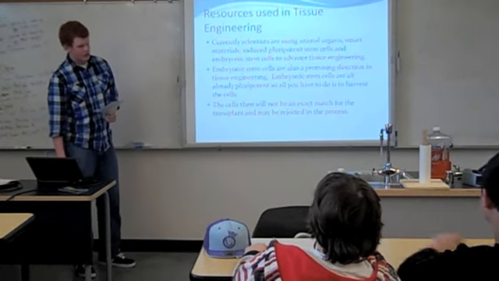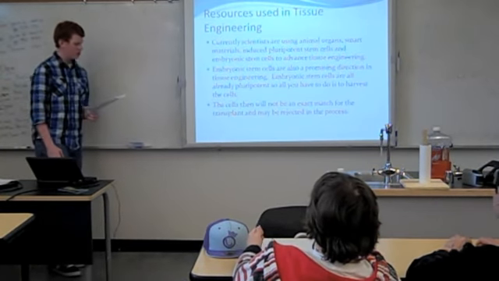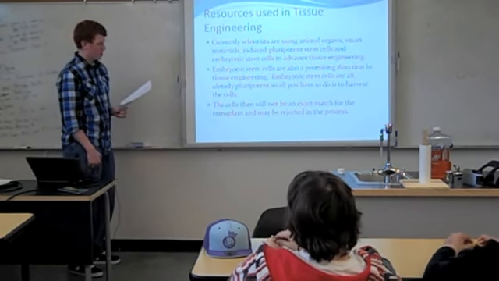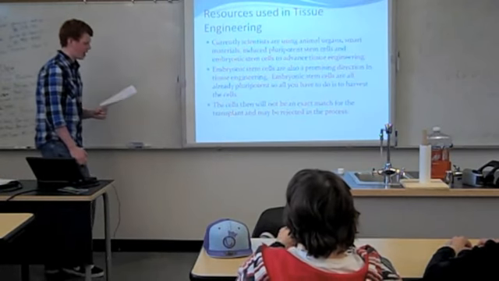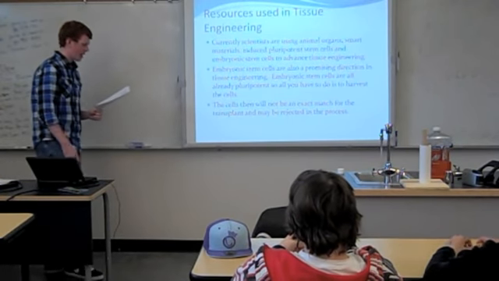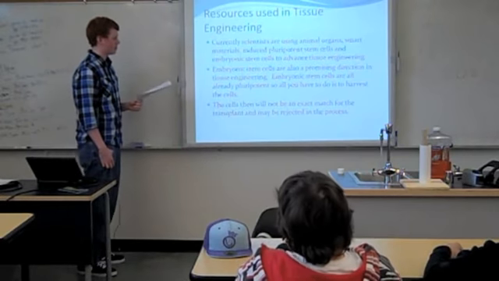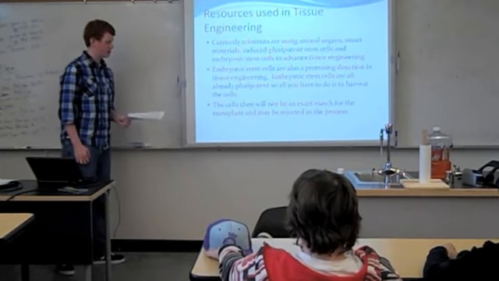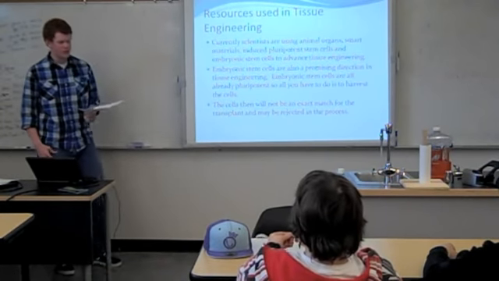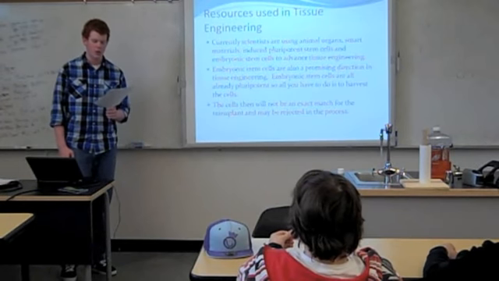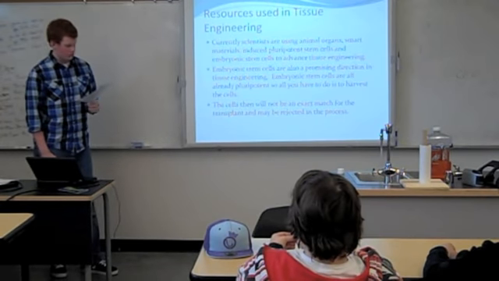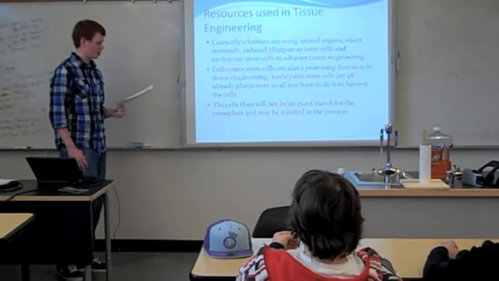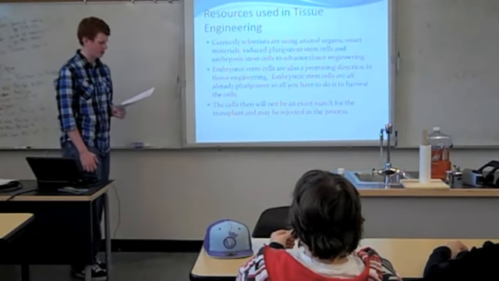Resources in tissue engineering. To create these organs, scientists are using many different materials. Currently, scientists have been using animal organs, smart materials, induced pluripotent stem cell grafts, and sometimes even embryonic stem cells to advance tissue engineering. Induced pluripotent stem cells are taking adult stem cells, which are induced into pluripotency. Pluripotent stem cells are cells that are able to change into any type of cell in the human body.